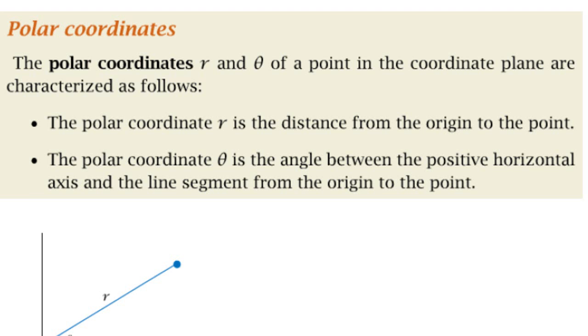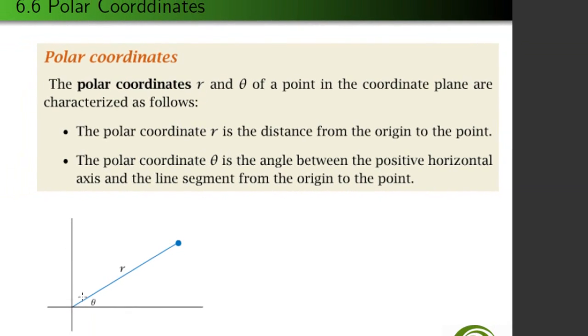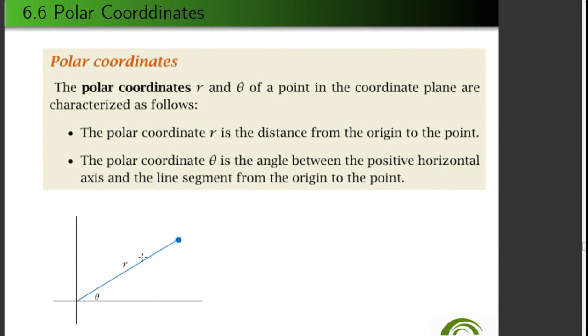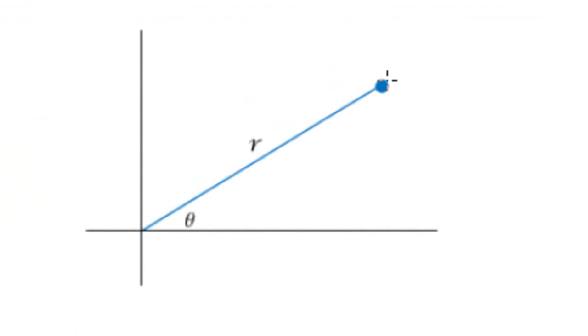And Professor Axler in his book defines polar coordinates, with r being your radius and theta, of a point in the coordinate plane, as follows. The polar coordinate r is the distance from the origin to the point in question, and the polar coordinate theta is the angle between the positive horizontal axis and the line segment from the origin to that point. So this ends up being your theta right here, and this line segment here ends up being your r. And that's how we go about finding polar coordinates. Again, I can identify any point using theta and r. It's just a new coordinate plane system.